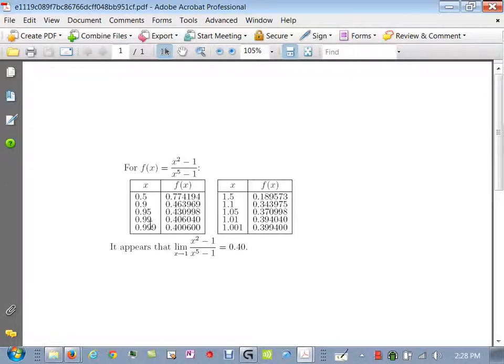So notice they pick values that are getting closer and closer to 1 from the left, so 0.5, 0.9, 0.95, 0.99, 0.999, and it looks like it's getting closer to 0.4. And then they pick values that are getting closer to 1 from the right, so 1.5, then 1.1, then 1.05. So these are getting closer and closer to 1, but from the other side of 1. Either way I come in, it looks like it's getting closer to 0.4.